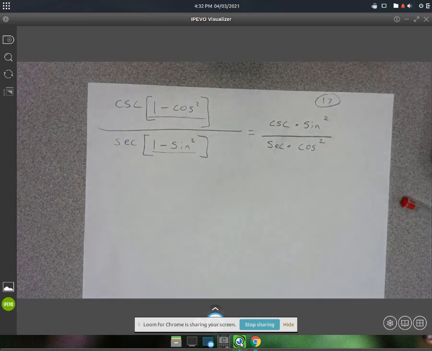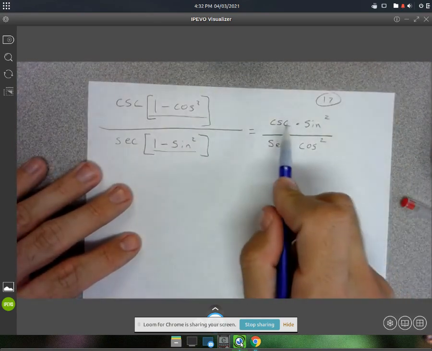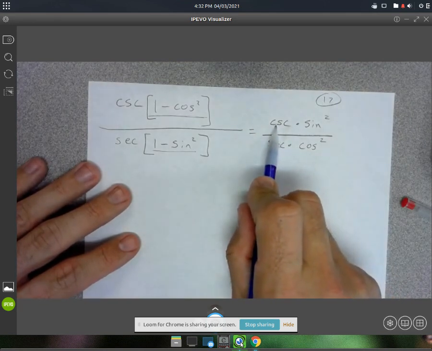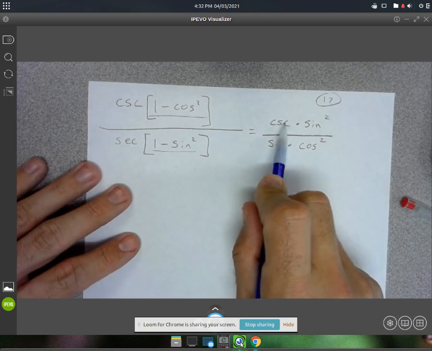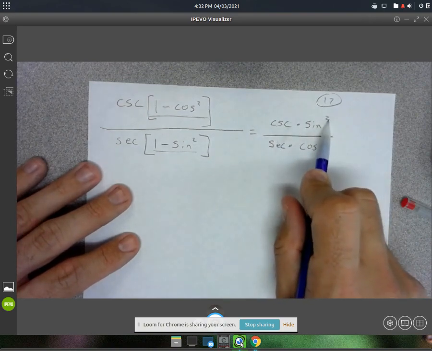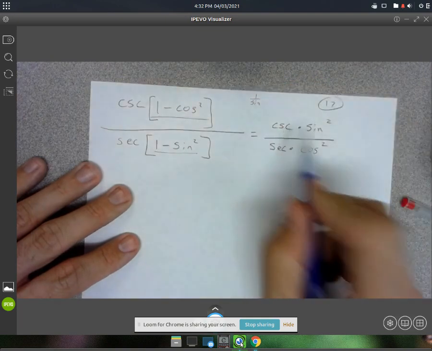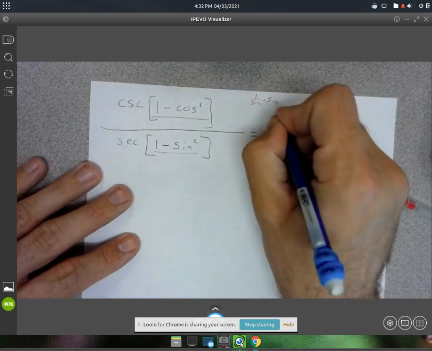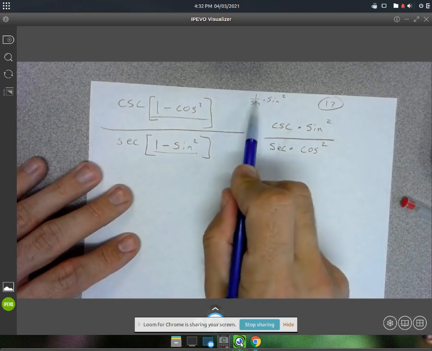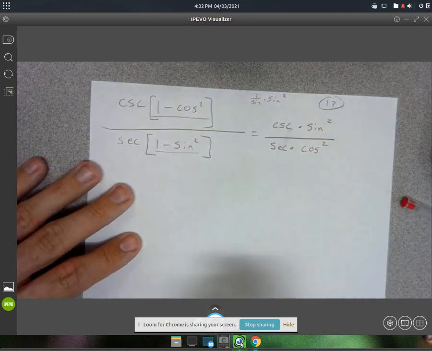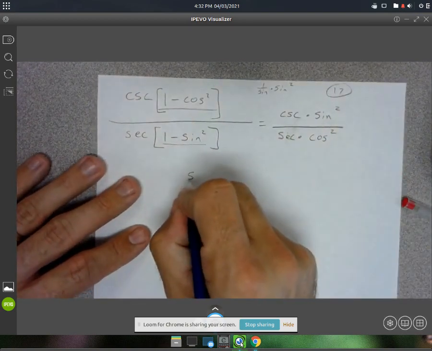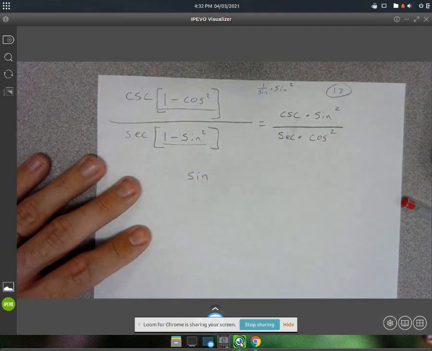Okay, and then what did I do from there? I think what I did was cosecant is 1 over sine, and so I took the 1 over sine and canceled it with one of these sines right here. So it's like I got 1 over sine for this part times sine squared, and so this one cancels with one of those. So I wind up with 1 sine left over up top.